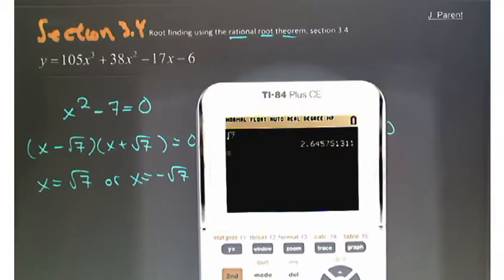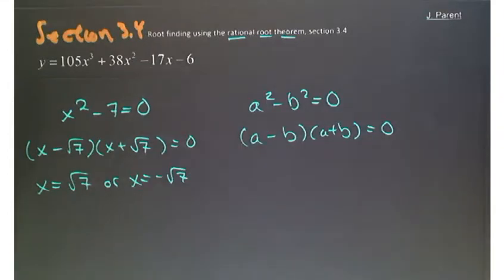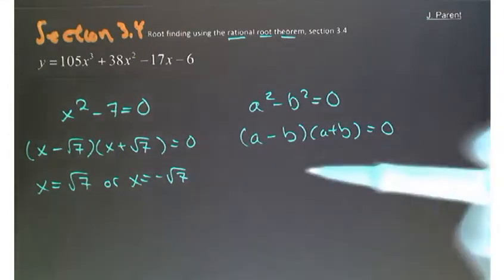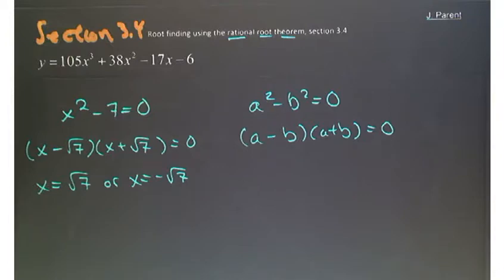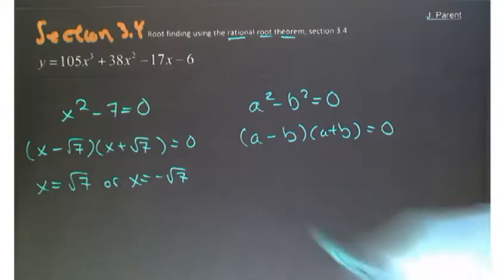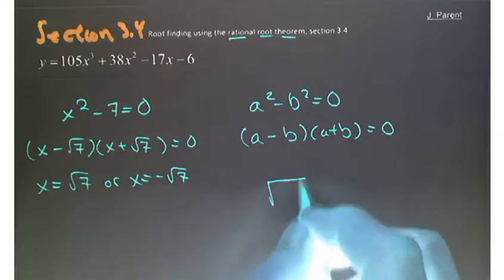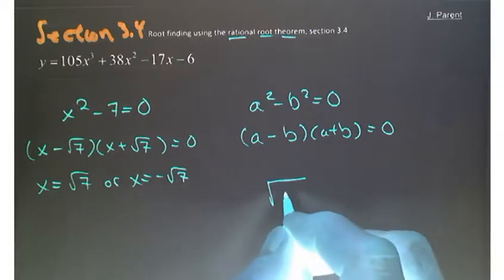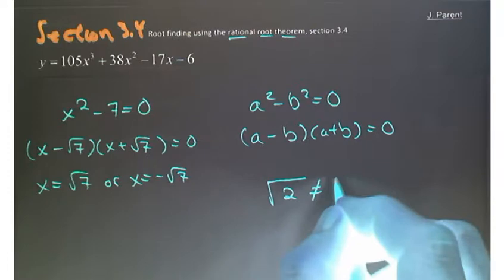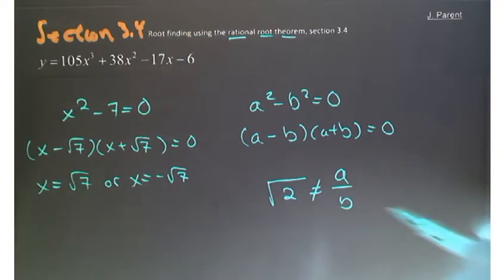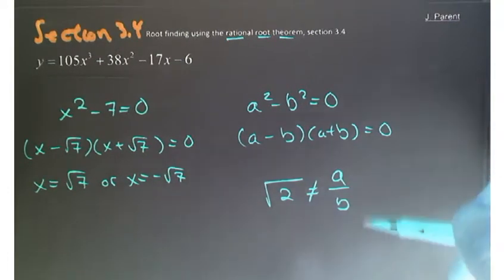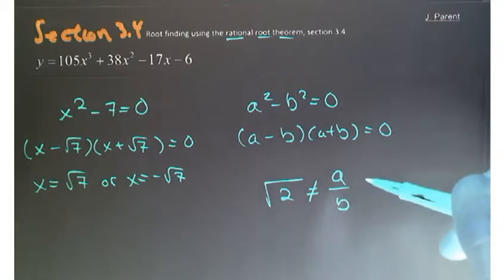So they're irrational. Rational numbers are things that can be written as a ratio of two integers. So something over itself. Something kind of cool that I thought would be on a t-shirt for the math club would be, square root of 2 is not equal to a over b. And basically what that's saying is that it's not a rational number. You can't write it as a fraction.